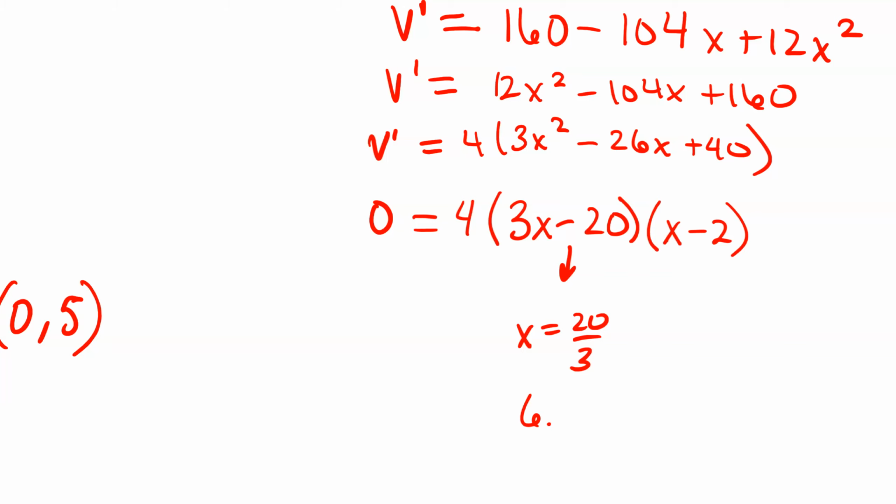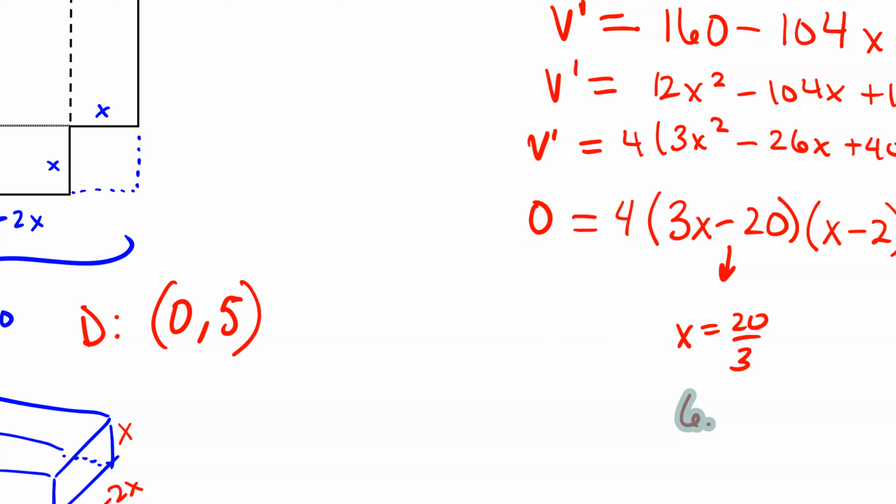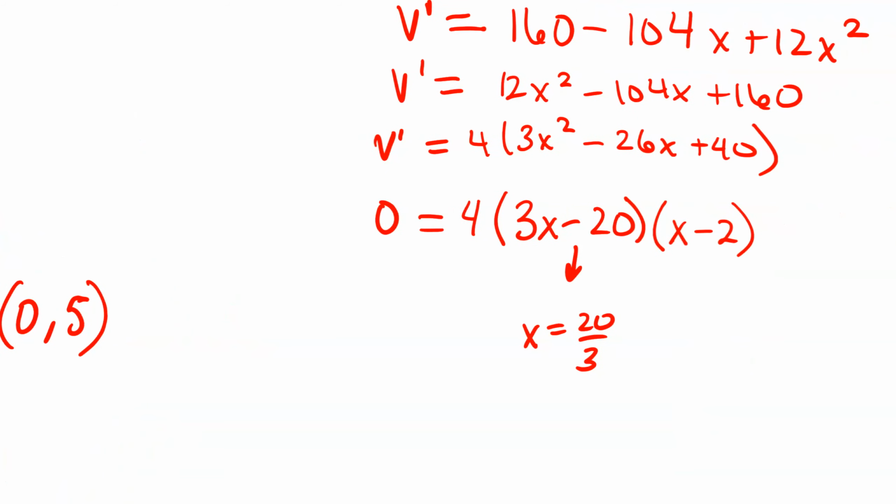6.66 or so, right? 6 point something. Is that in our domain? No, not in our domain. Goodbye, not in domain. How did you find that the domain was up to 5?